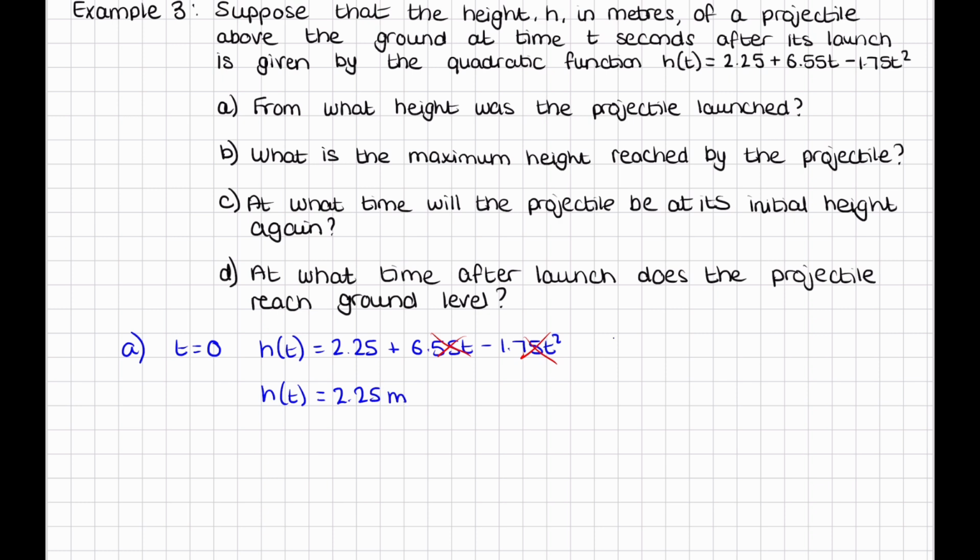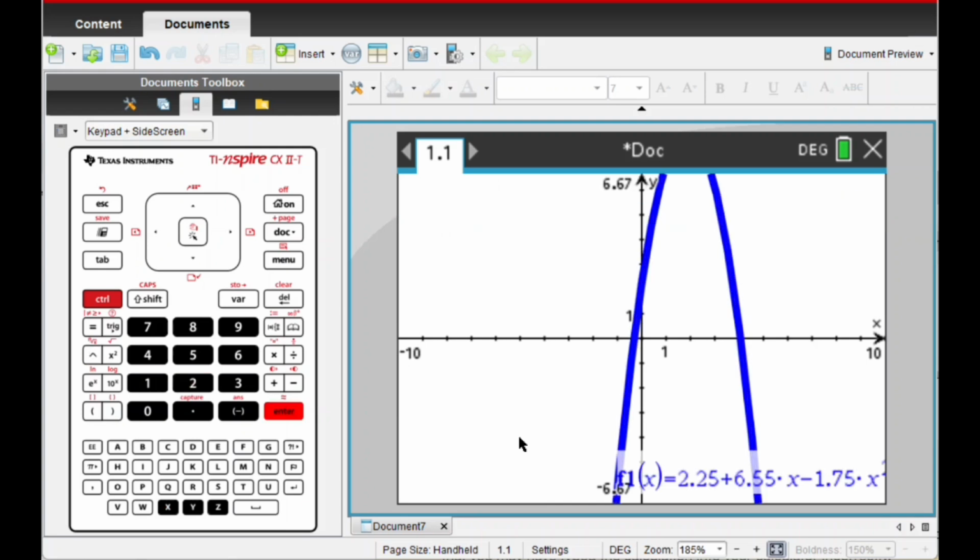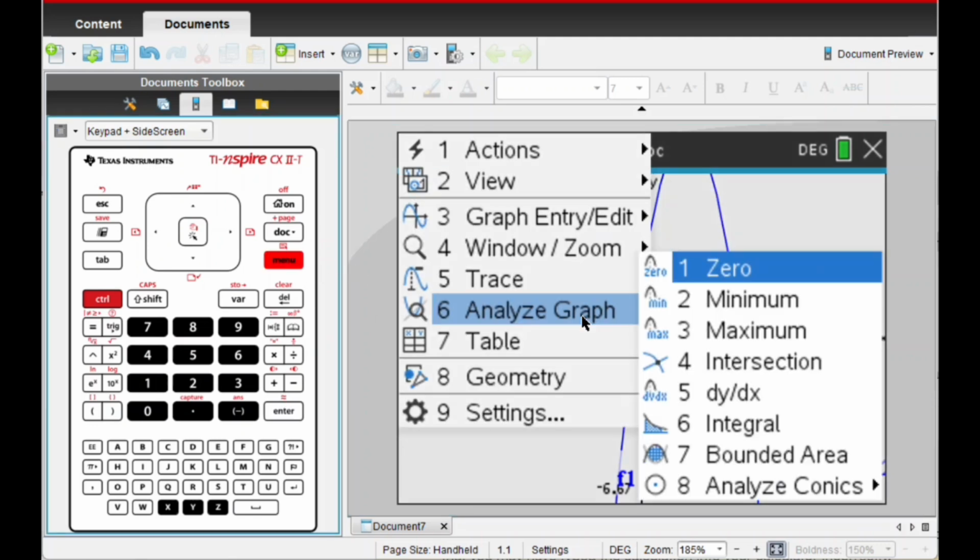Part B, what is the maximum height reached by the projectile? So we're going to go to our calculator for this and we're going to graph it and look for the maximum. And we are going to graph this quadratic, so 2.25 plus 6.55. Remember, x instead of t we have to put in our calculator, minus 1.75x squared. Now in this one we want to look for the maximum. We want to know the maximum height reached. We can't see the maximum here, but our calculator will still find it for us.